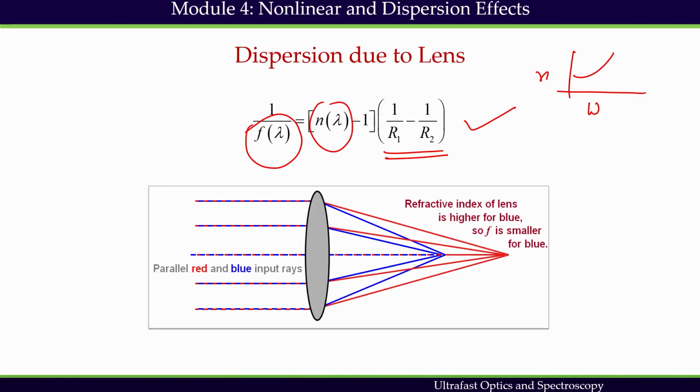So what is going on? The higher frequency components will have shorter focal length, and that's why we have shown here the blue part is focused more quickly than the red part. So when a pulse is propagating through the medium, through the transmissive lens, then the result is the following.